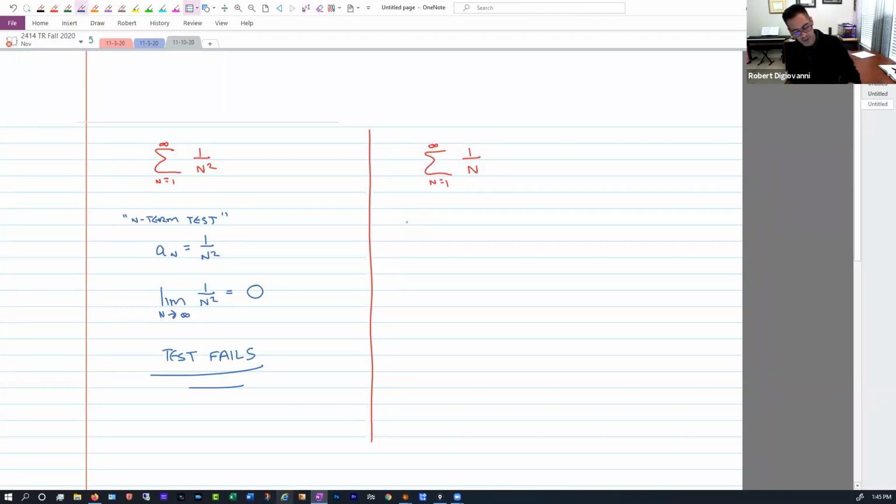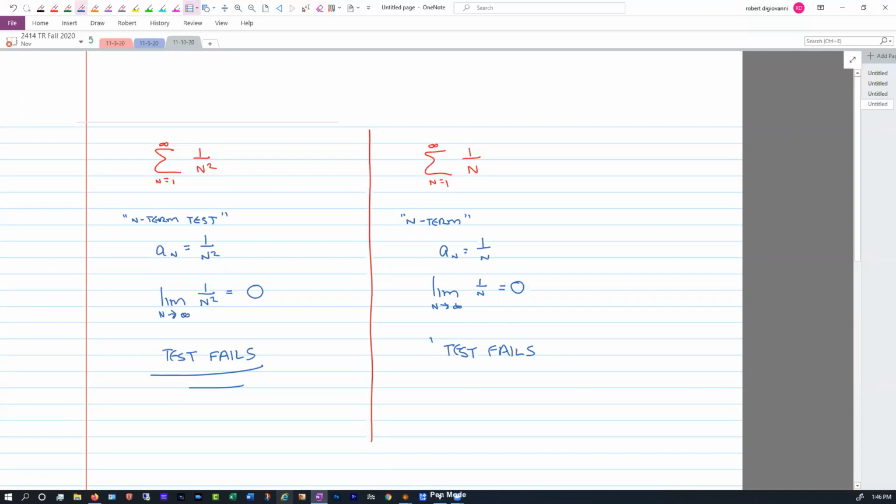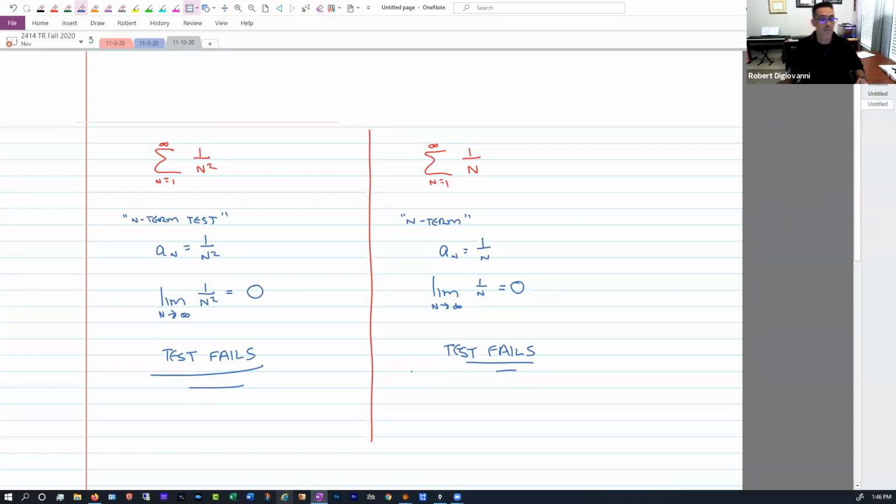So look at this other one. Let's do the nth term test here. If we do that, the sequence we're dealing with now is 1 over n. And if we take the limit as n goes to infinity of 1 over n, we get 0 again. And in the nth term test, getting 0 makes us very unhappy because that means the test fails. But doesn't it converge? Nope, don't say that, because this nth term test is a test for divergence only.